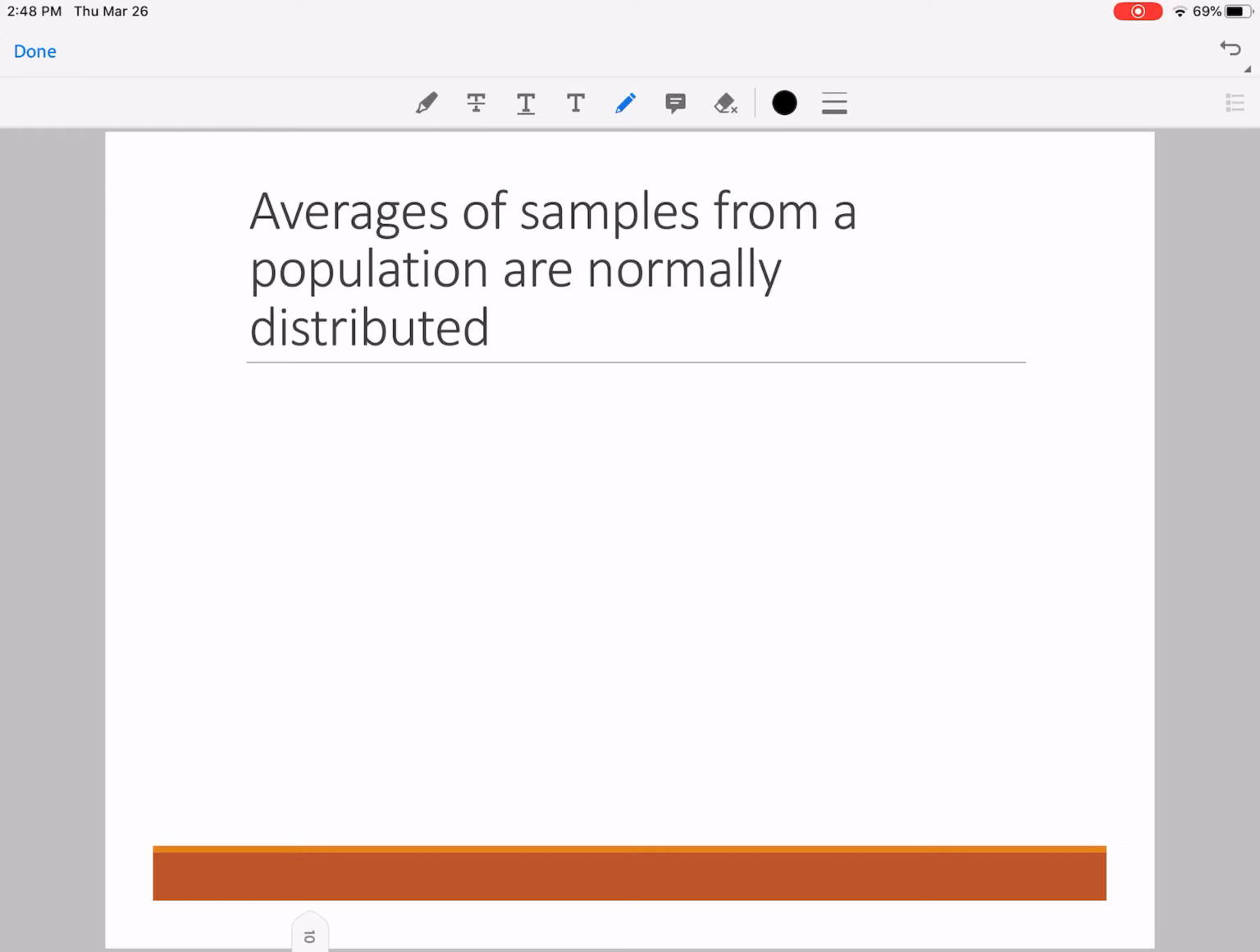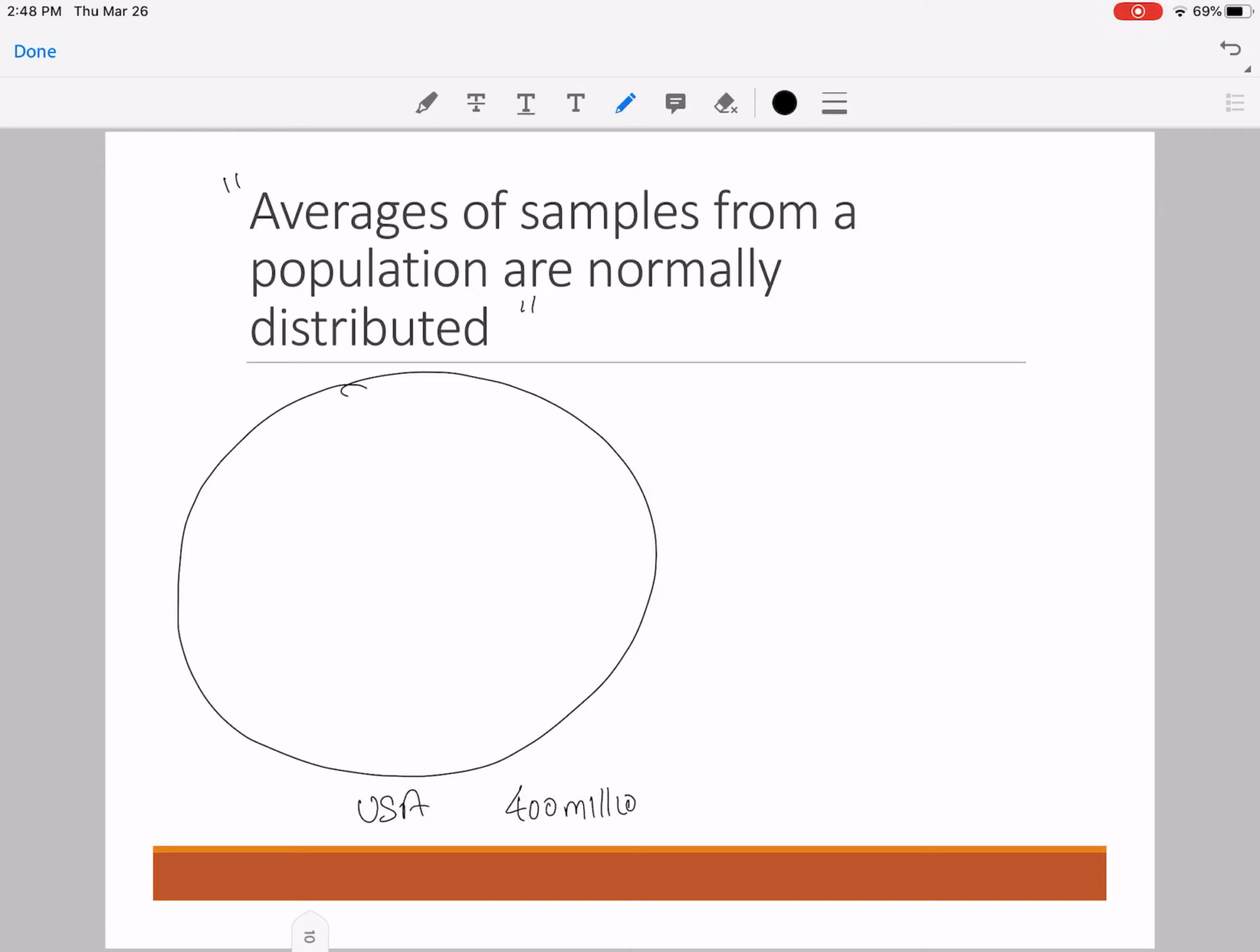Now let's focus on the central limit theorem, which states that the averages of samples from a population are normally distributed. Now let me give you an example of the weight of individuals in the United States of America. Let's say that you're interested in finding the average weight of the population of the United States of America. Now this population has 400 million people.